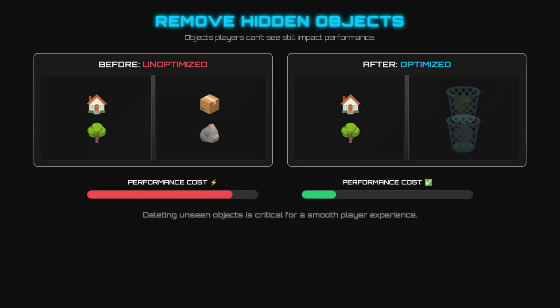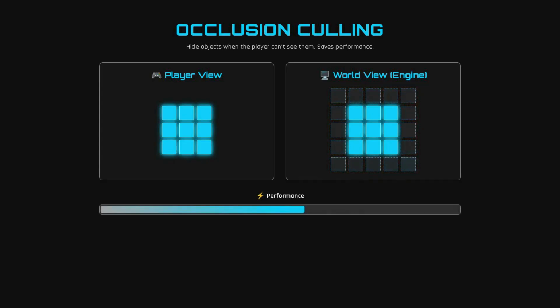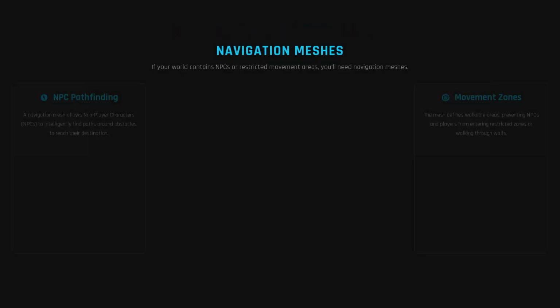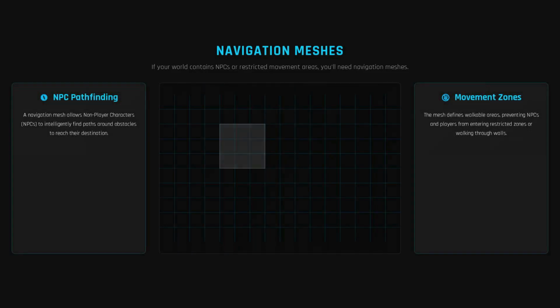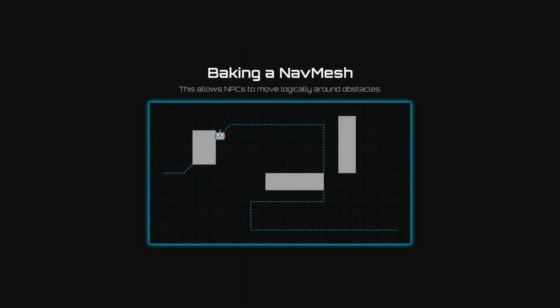Remove hidden objects. Delete props players can't see. They still impact performance. Use occlusion culling: hide objects when the player can't see them. It saves performance. If your world contains NPCs or restricted movement areas, you'll need navigation meshes. Baking a nav mesh allows NPCs to move logically around obstacles.